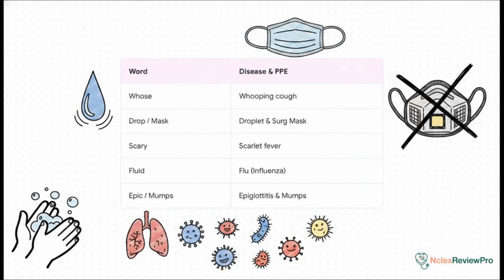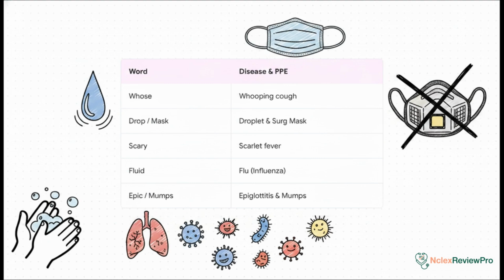Okay, let's run through this clinical checklist. Drop and mask are your anchors, reminding you this is Droplet Precautions and your primary defense is a standard surgical mask. The rest maps out the major threats. Whose is whooping cough, adjustable is adenovirus, then we have strep, scarlet fever, pneumonia, the flu, all the way down to mumps and rhinovirus. The big takeaway here?